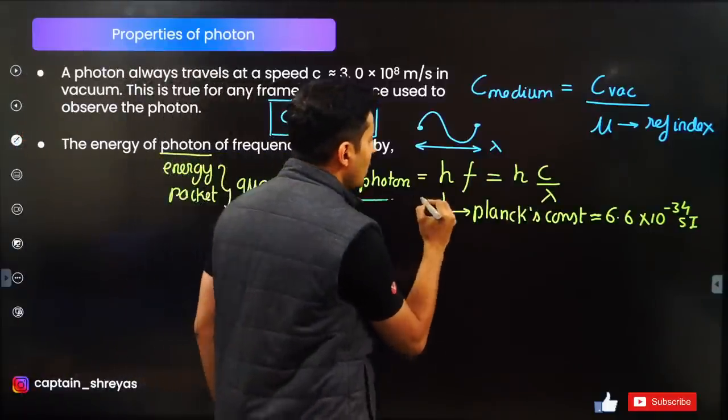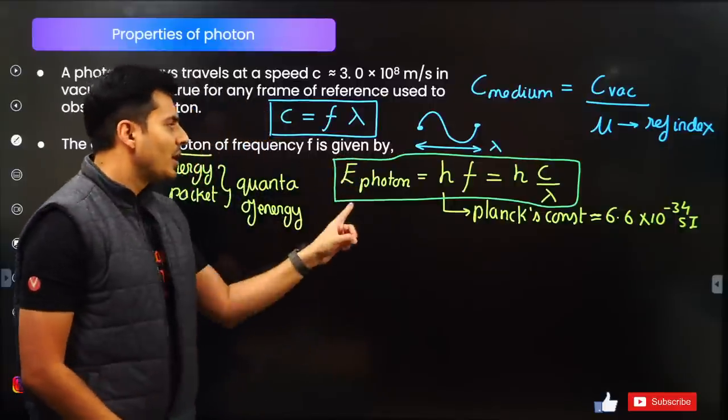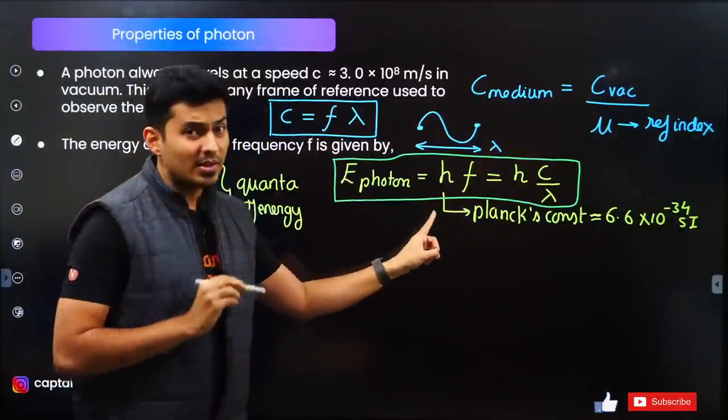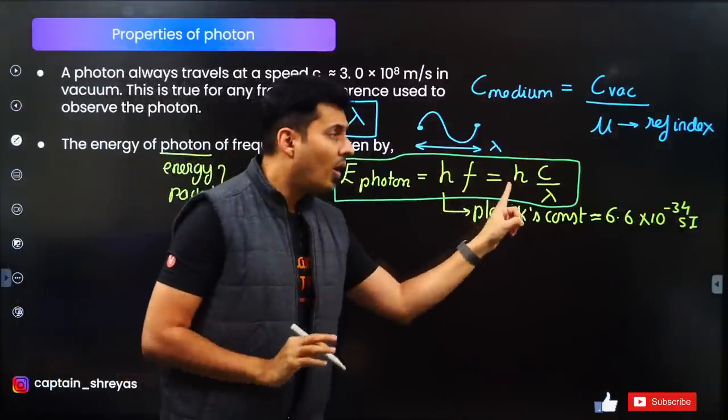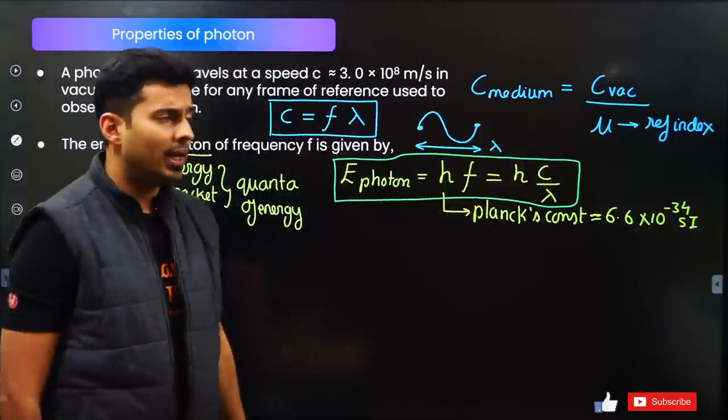This becomes your complete formula. So let me just block this off. Energy of a photon is h into frequency, which is Planck's constant into frequency, or Planck's constant into speed of light divided by wavelength of the light.